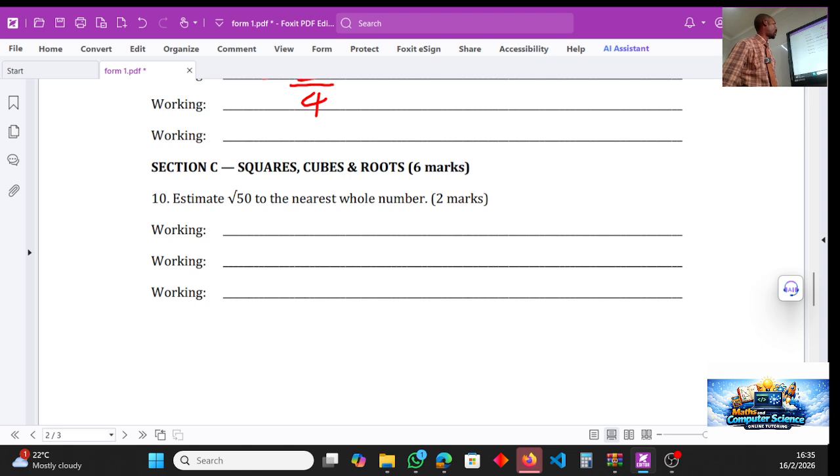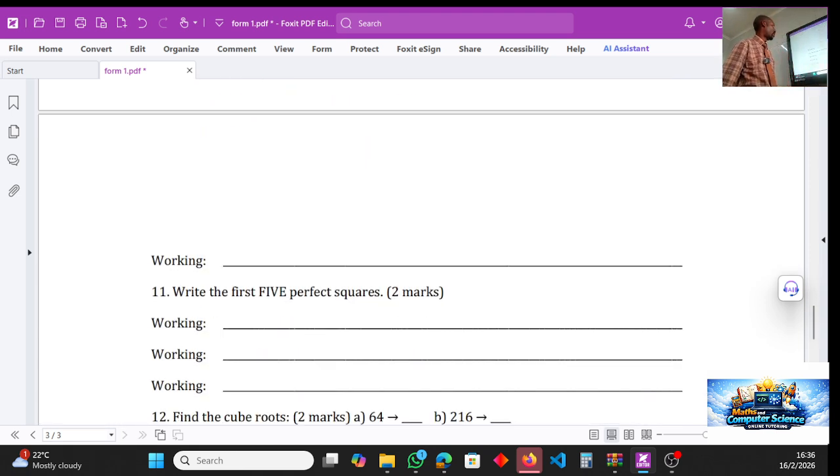Then moving to section C, I'm required to estimate to the nearest whole number the square root of 50. What I know is that 50 is close to a perfect square, 49. If I find the square root of 49, it gives me exactly 7. But the answer will be somewhere around 7 point something, maybe 7.1. But they are saying to the nearest whole number, so this will definitely give me 7.